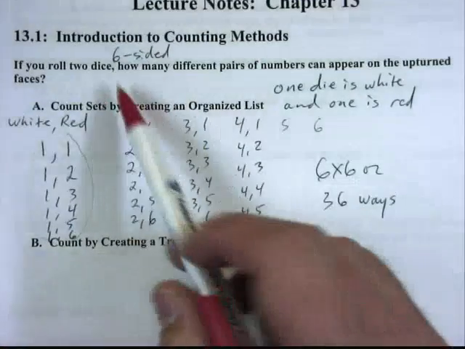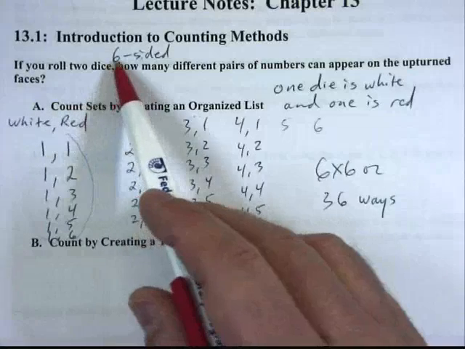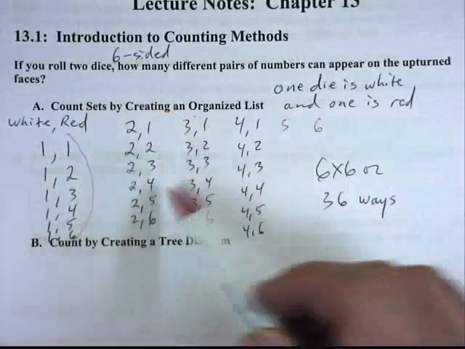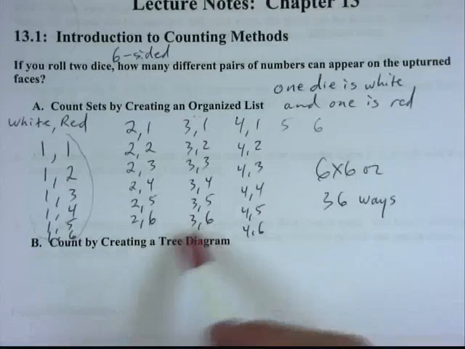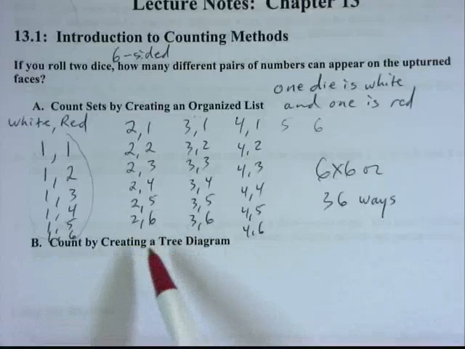Now notice if we had done rolling 3 dice, and let's say they were 20-sided dice, this would get pretty unreasonable in a real hurry. So we're going to need to look at some other ways of doing those later on.